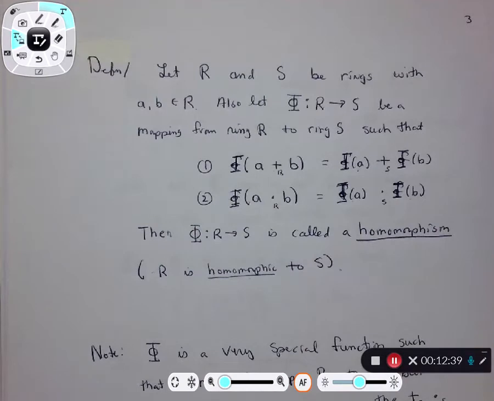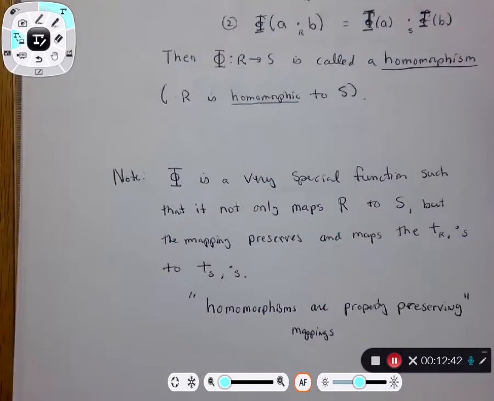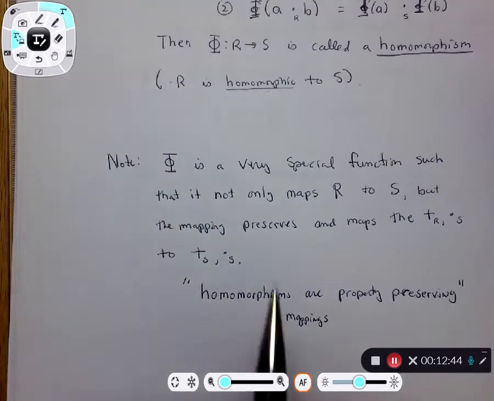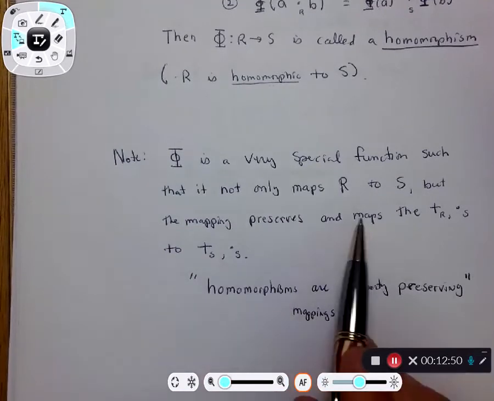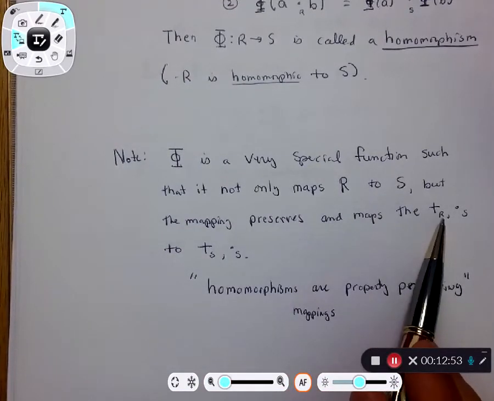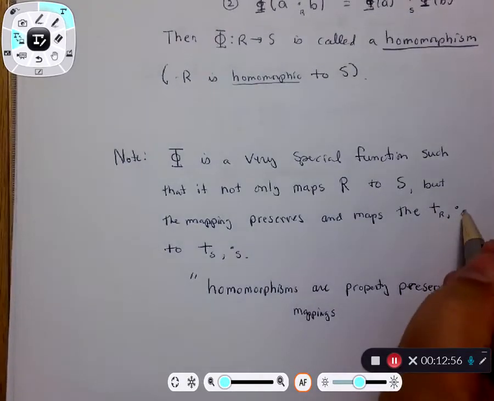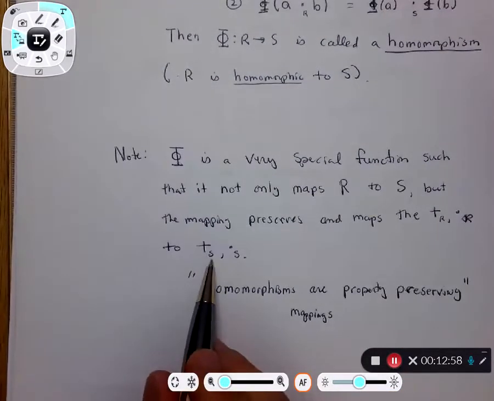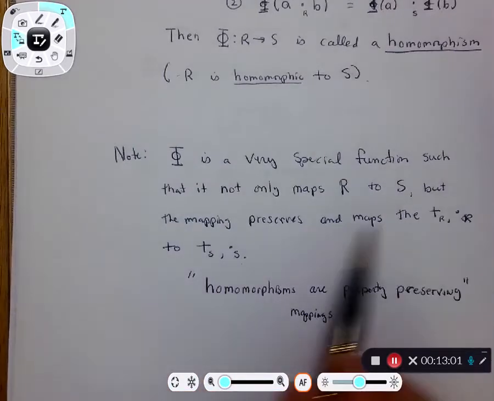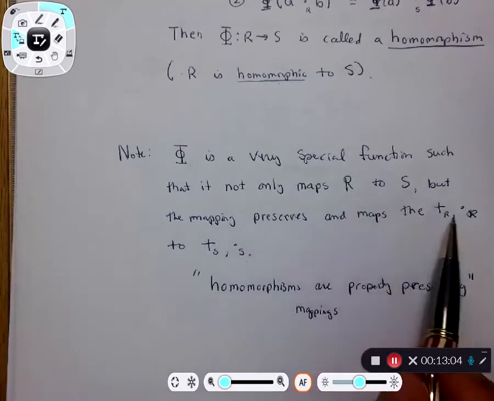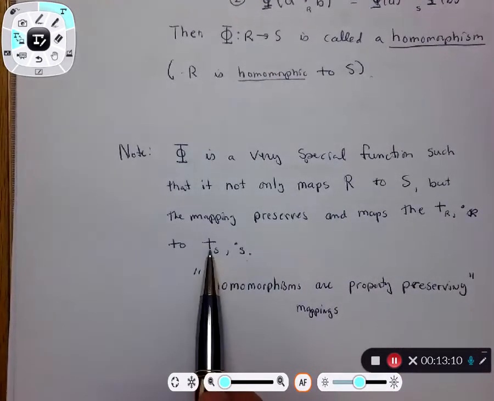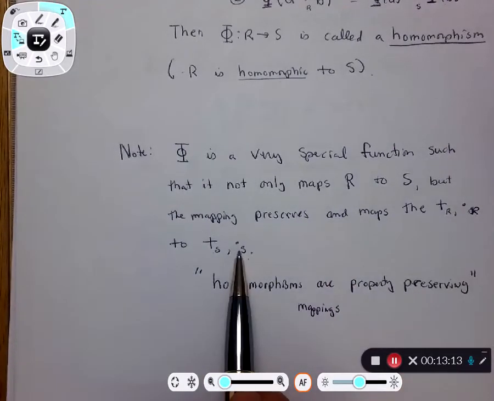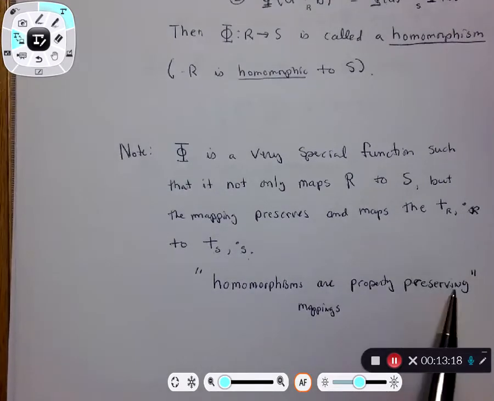So there we go. To make sure I emphasize this, note that phi is a very special function, such that it not only maps R to S, but it preserves the operations: plus in ring R and times in ring R map to plus in ring S and times in ring S. So it preserves not only the elements mapping over, but the operation. Addition in ring R maps to addition in ring S, and multiplication in ring R maps to multiplication in ring S. So we call these homomorphisms, or property preserving mappings.